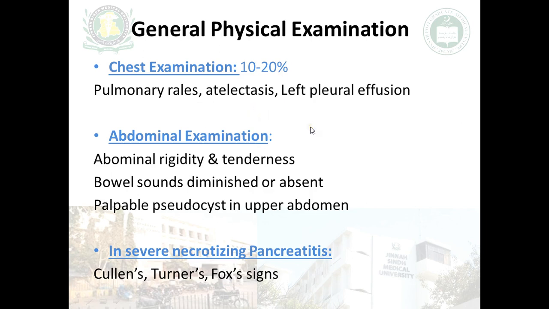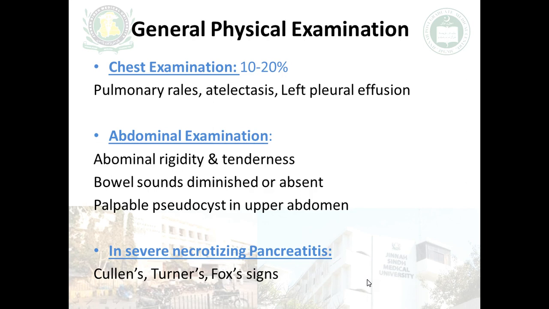When you do abdominal examination, there will be rigidity and tenderness in the epigastric region. There's a possibility the bowel sounds are diminished or absent on auscultation. When you palpate the epigastric region, there can be a palpable pseudocyst, which is a complication of acute pancreatitis. If the pancreatitis is very severe and necrotizing, then there is a possibility you will get the Cullen sign, Grey Turner sign, or the Fox sign. What are these signs?